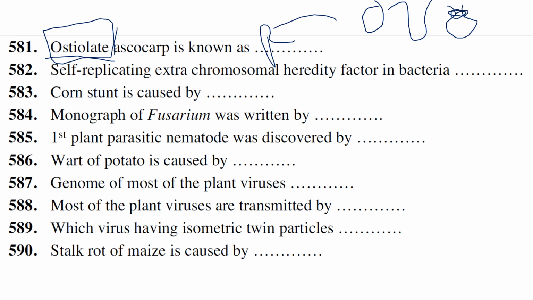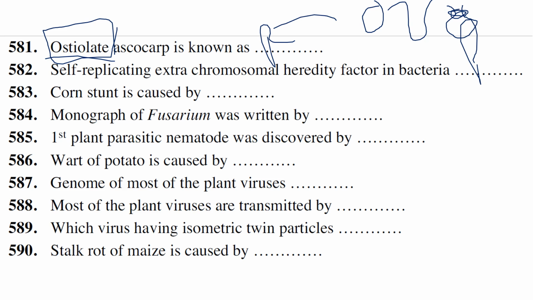Self-replicating extrachromosomal hereditary factor in DNA is known as plasmid. So if I want to tell you the definition of plasmid, plasmid is an extrachromosomal double-stranded circular DNA that is present in bacteria or prokaryotes. The term plasmid was given by Lederberg in the year 1952, right?